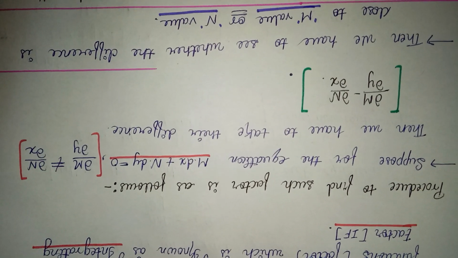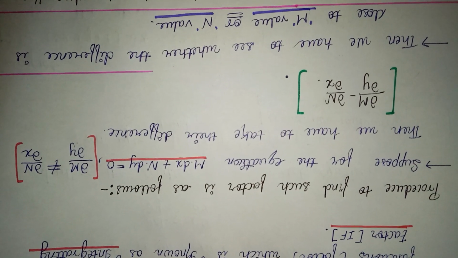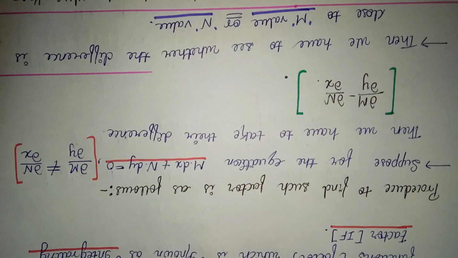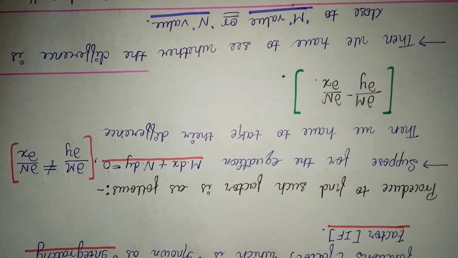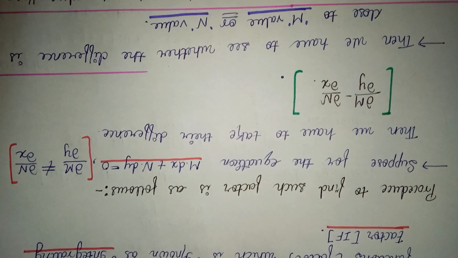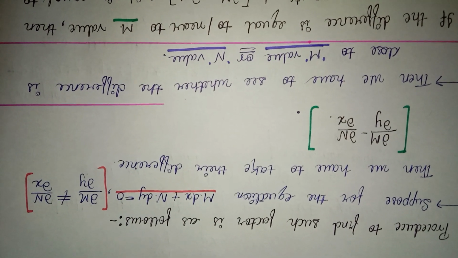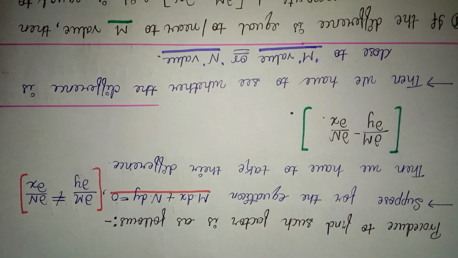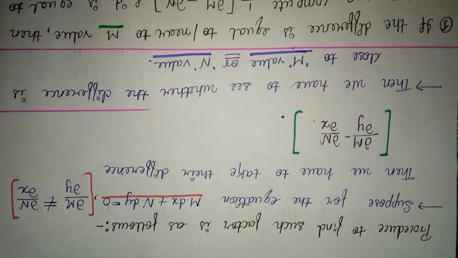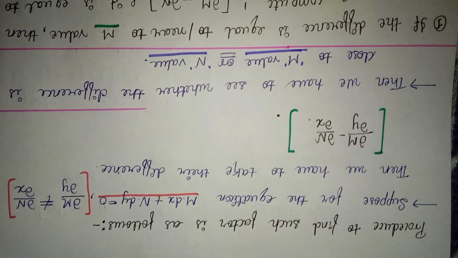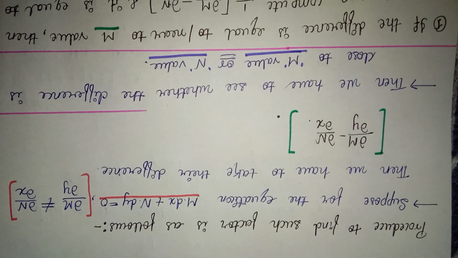First, we have the equation in the form M dx plus N dy equals 0. Then we find ∂M/∂y and ∂N/∂x. If they are equal, then we say it is an exact equation. But in the contrary case, where these are not equal, we say that it is not an exact equation. So in this case, we have to take the difference of ∂M/∂y and ∂N/∂x: ∂M/∂y minus ∂N/∂x.